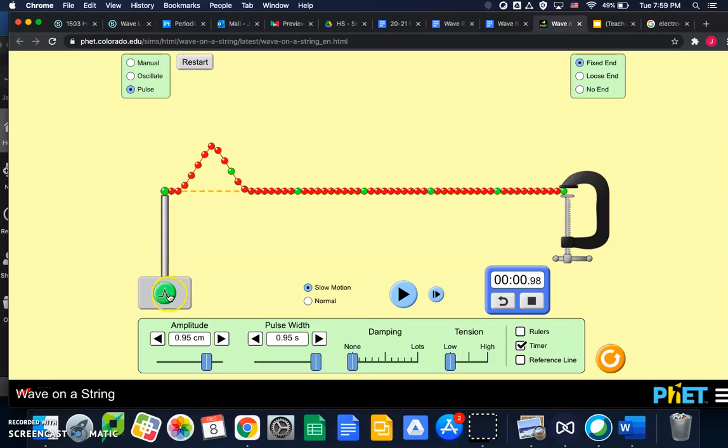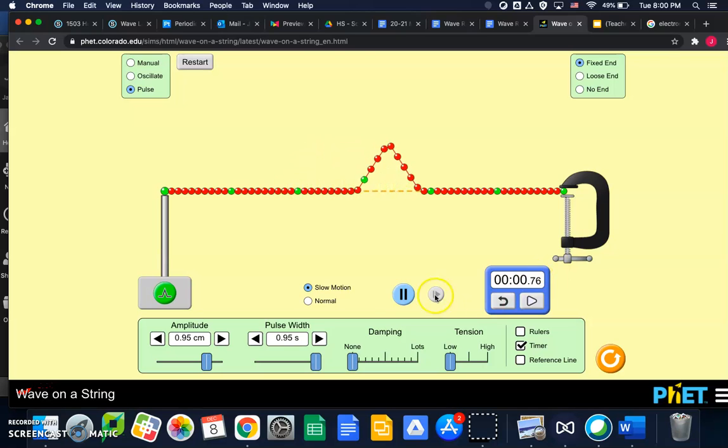Well, pulse width is how long it takes this little piston here to come up and then come down. So let's restart this and see if we can time that. So time it takes it to go all the way up and then all the way down. Here we go. It's all the way up, all the way down. Looks to me like that was 0.76.